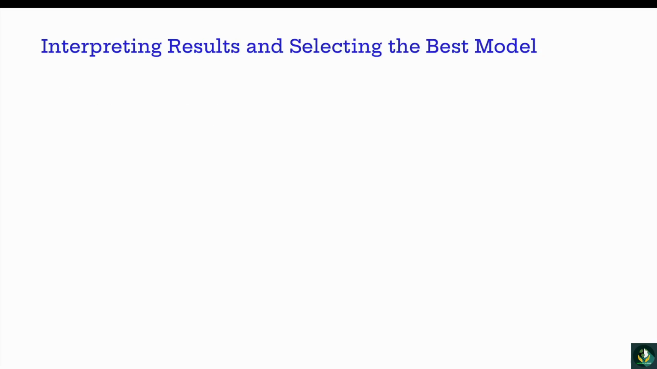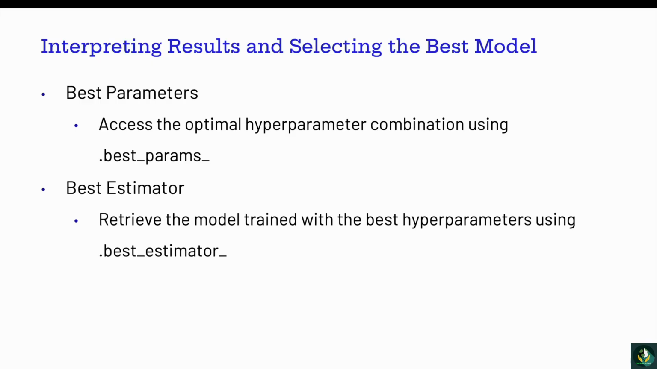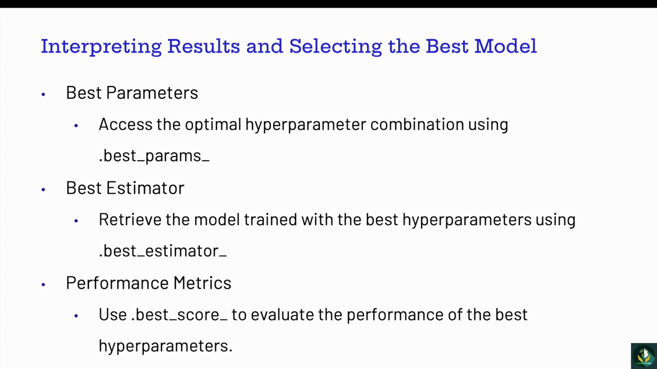Next, let's talk about interpreting results and selecting the best model. For best parameters, access the optimal hyperparameter combination using the .best_params_ attribute. Next, you have the best estimator. You can retrieve the model trained with the best hyperparameters using .best_estimator_. And you can get the performance metrics. You can use .best_score_ to evaluate the performance of the best hyperparameters.